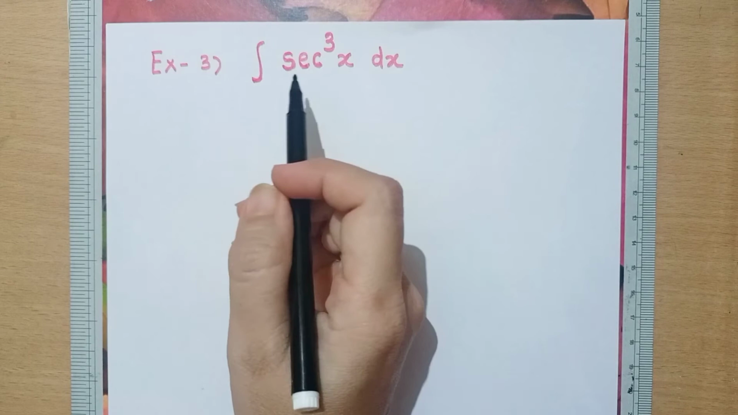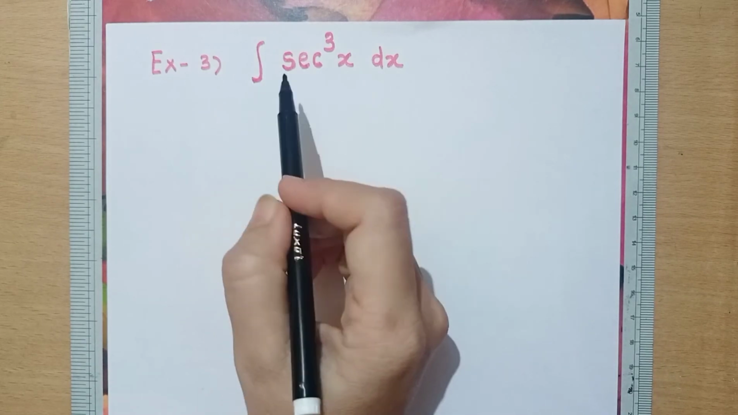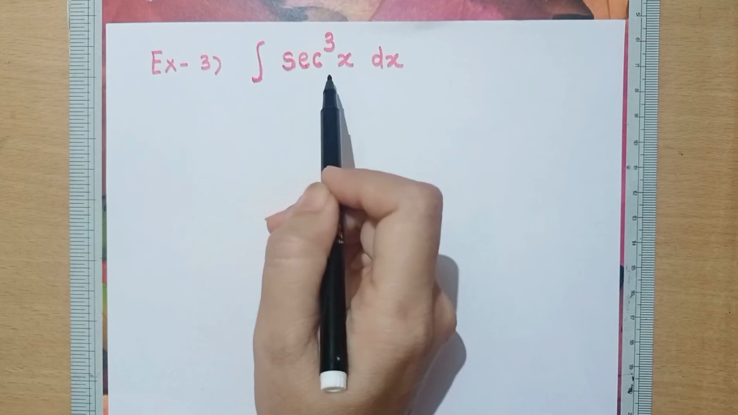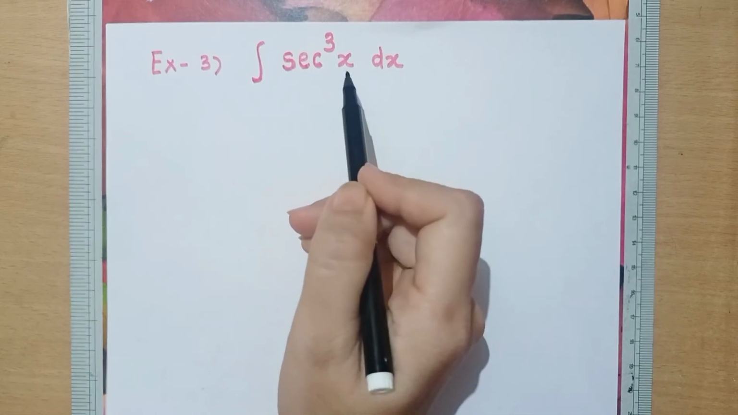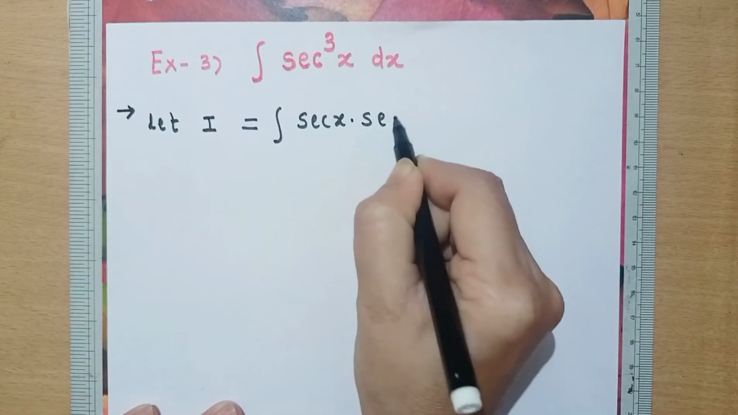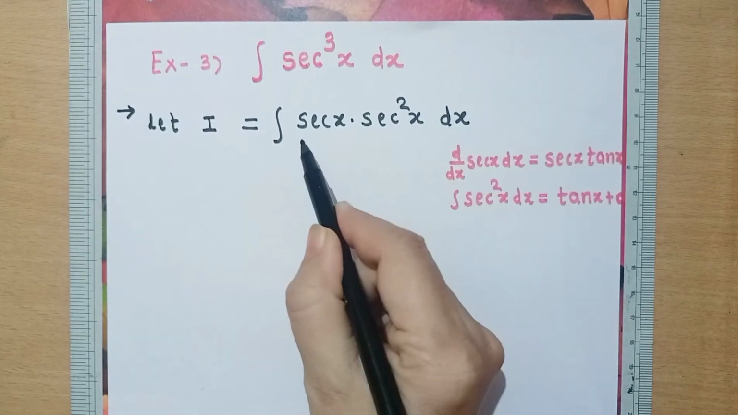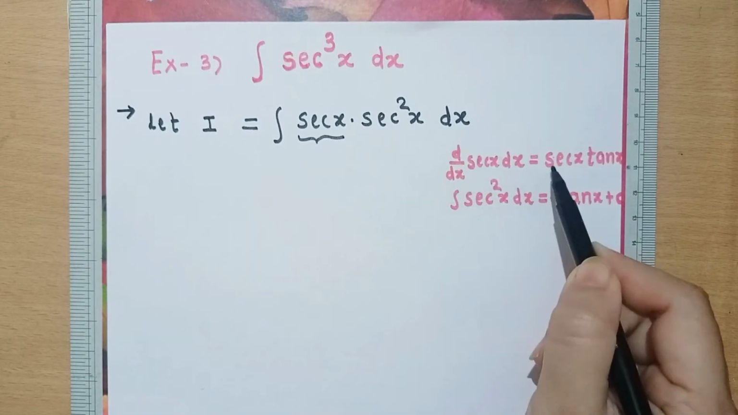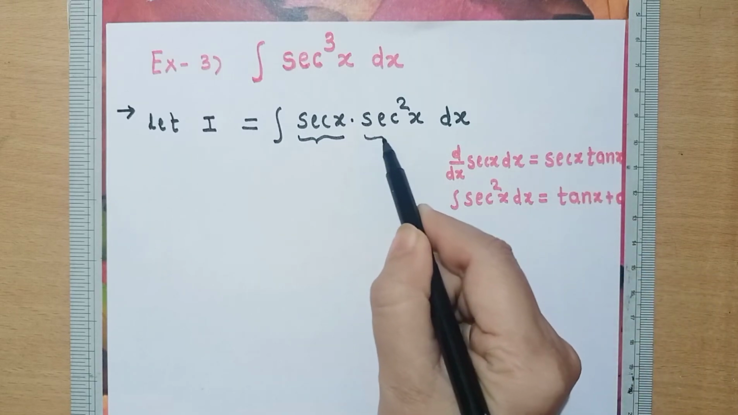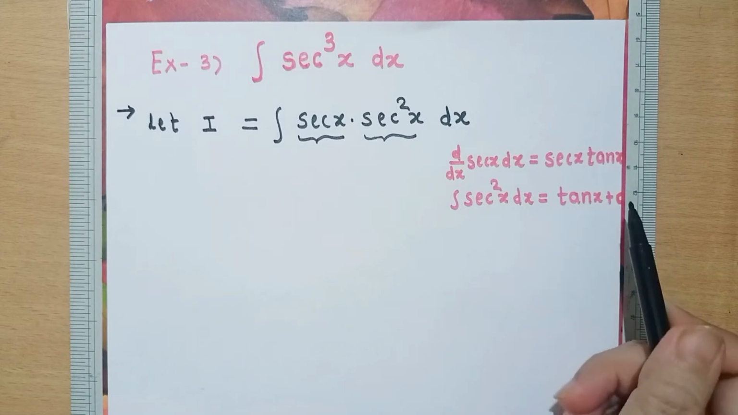This is our third example, integration sec cube x into dx. Now we can't observe this integrand in product form. So we will split this as sec of x into sec square of x into dx. We know the derivative of first function is sec x into tan x, and also integration of second function we know this is tan of x plus c.